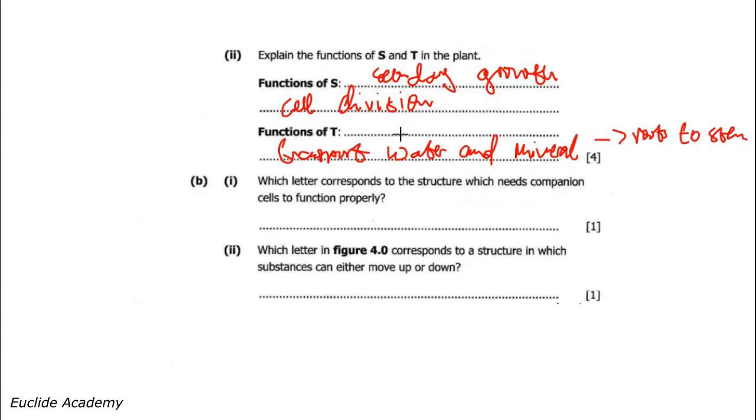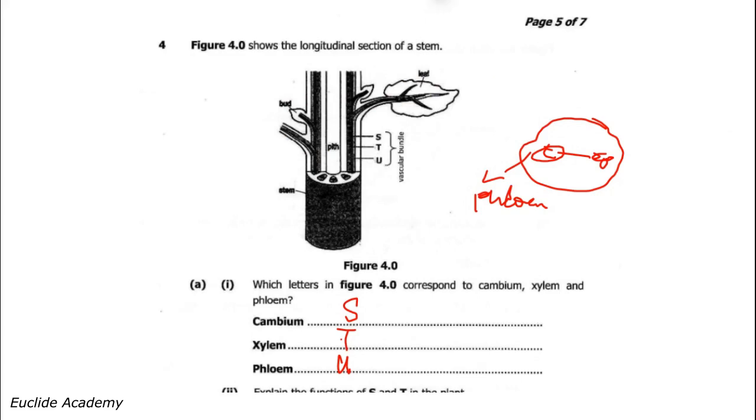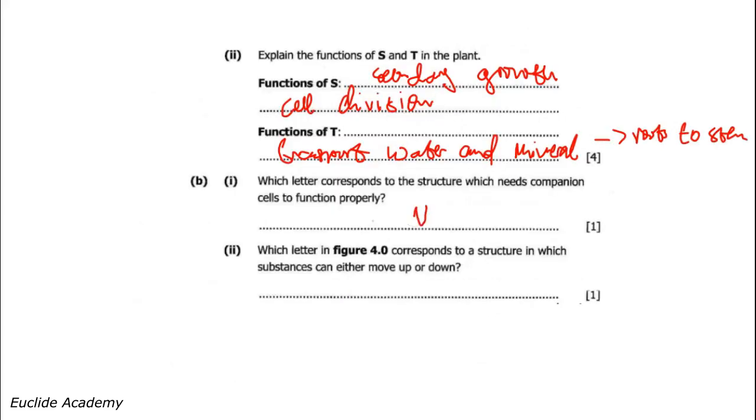Which letter corresponds to the structure which needs a companion cell to function? The structure which needs a companion cell is the one towards the outer side, which to my eye is U here, and T is on the other side. That is the phloem. So phloem needs the companion cell, so it will be U.